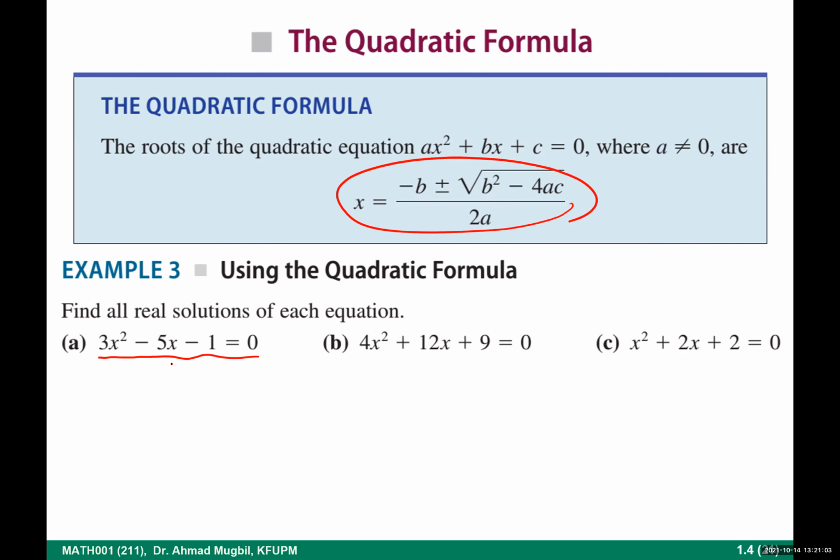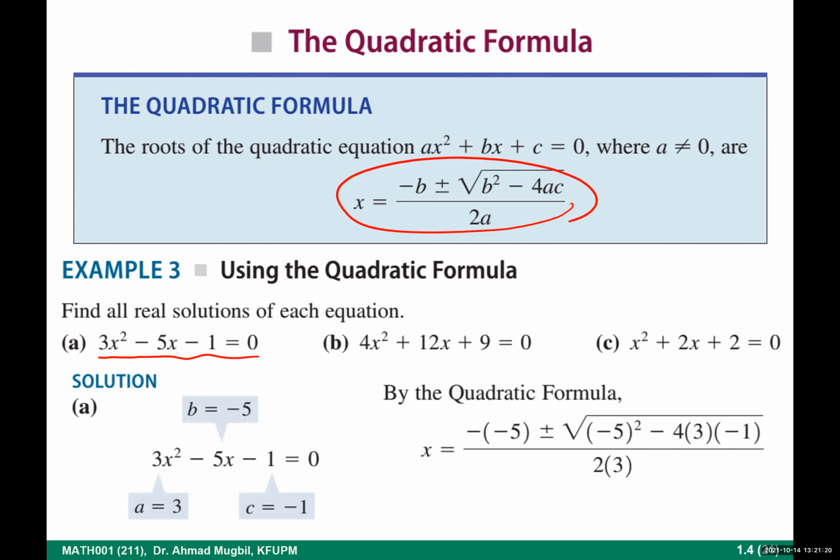Here we cannot factor, it looks like that, so let's go to the quadratic formula. You just need to know what a, b, and c are, and don't forget the negative signs. Some of you said b is 5. b is not 5, it is negative 5. So this is b, this is a, this is c, and that's it. Now it is just a matter of substitution. Be careful when you square and multiply, like here, negative multiplied by negative. And this is what you will get at the end.